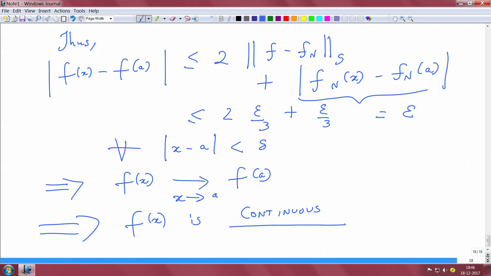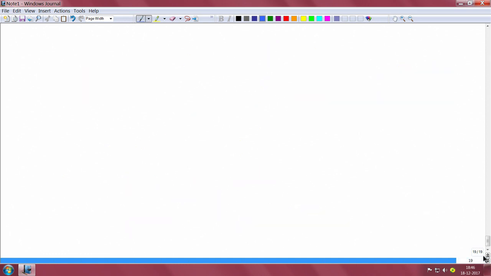So this is a very important relationship, because if you consider a sequence of functions that are continuous and there is uniform convergence, then it implies that the limit function is continuous. So this also gives us an idea for a quick test towards uniform convergence.